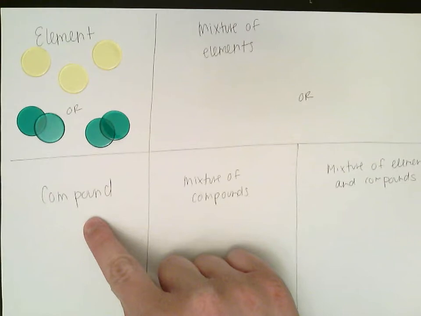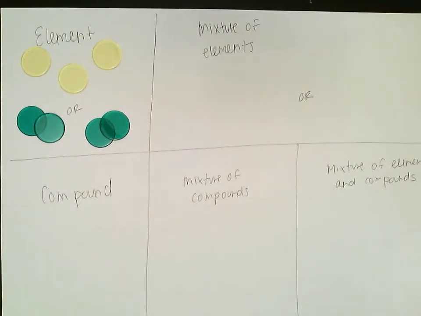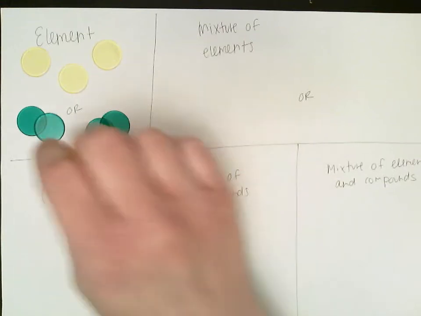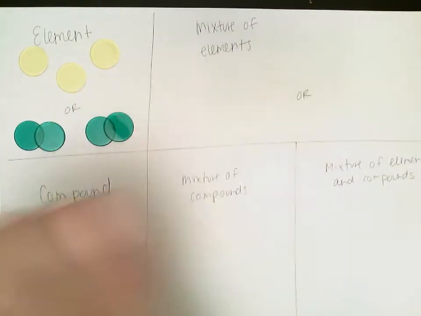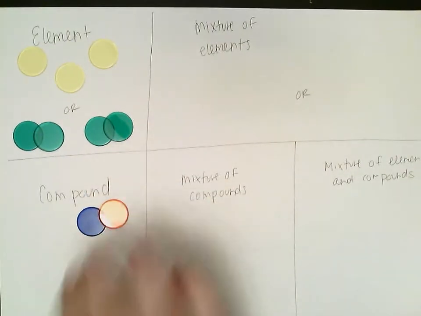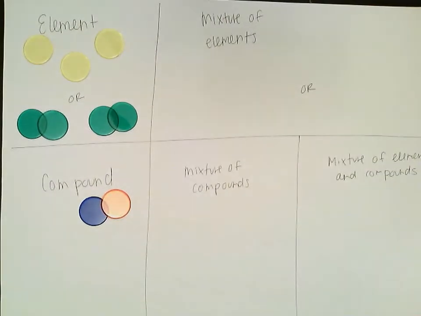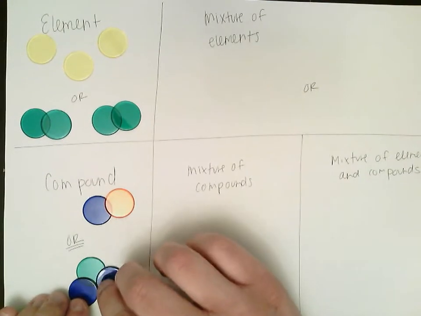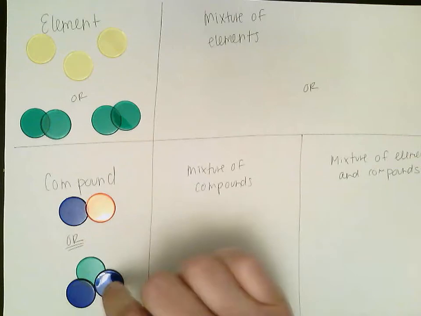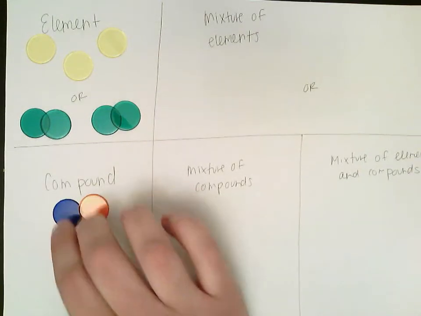Now let's talk about a compound. So a compound is still a pure substance, so it's still the same throughout, but instead of one type of atom, so only a single color, like we have in this example, we're going to have at least two. So I could have something like this. That would be a compound. Or I could have something like this. That can also be a compound. So it doesn't have to just be two. We could have several.